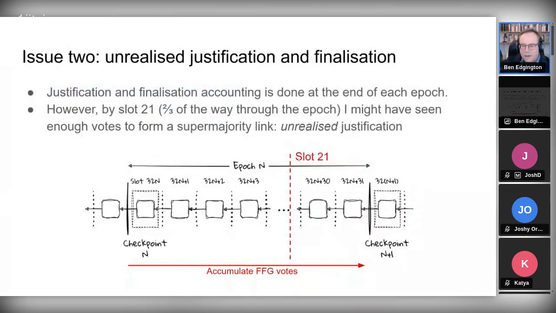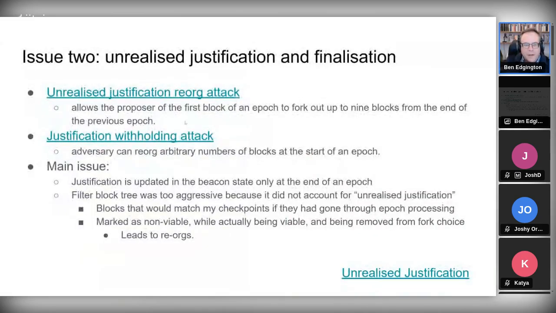That can happen when you're 2/3 of the way through the epoch, around slot 21. And this leads to an unrealized justification reorg attack, which means that the proposer of the first block of the next epoch can fork out up to 9 blocks from the end of the previous epoch. Details are in the link. Then another attack was found whereby an adversary can reorg arbitrary numbers of blocks from the start of an epoch. The issue is that the filter block tree function was being too aggressive in filtering out potential heads of the chain because it didn't account for this unrealized justification.